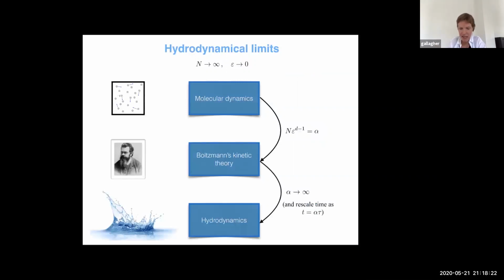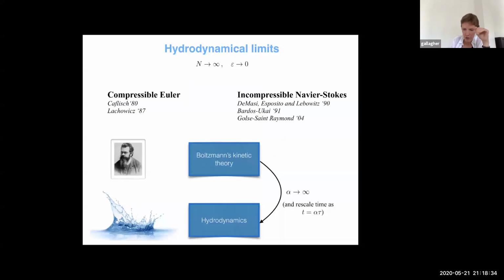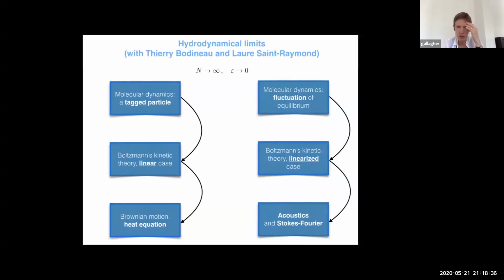So actually in this setting, nothing is known, right? In this general setting, we don't know how to go from particles to fluids because we don't know how to go from particles to Boltzmann on a long enough time. So what is known, and this corresponds to 2 old results by Thierry and Laurent and myself, is that in some linear settings, you can make the whole program work.